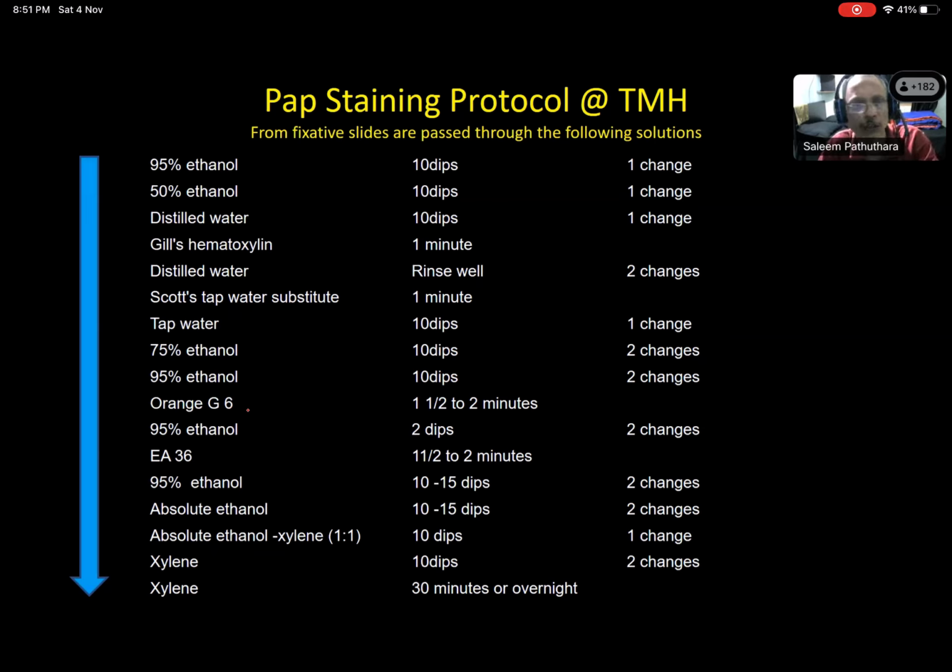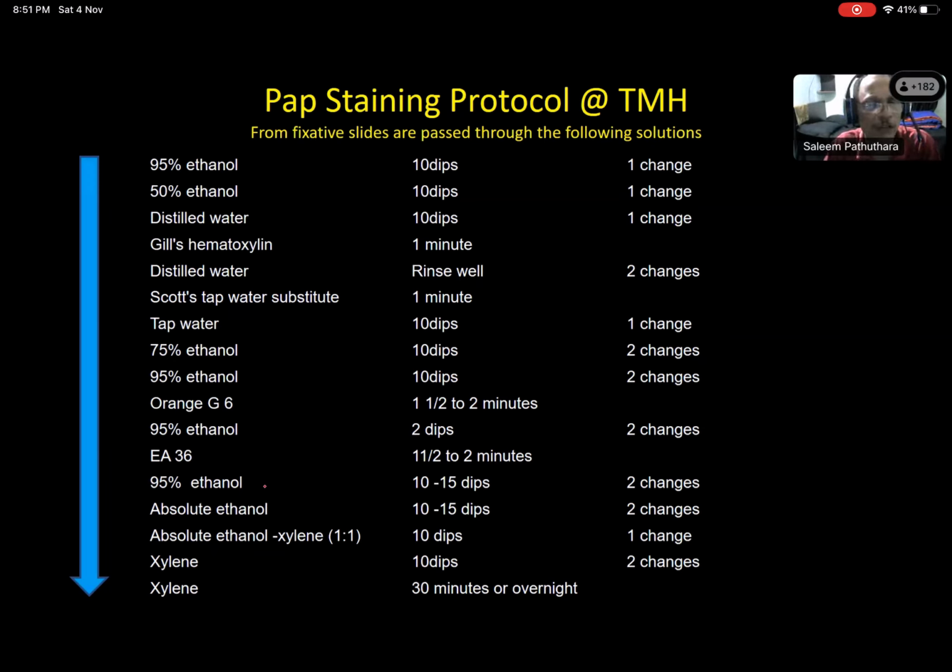Then we go to the first cytoplasmic stain, that is OG6. OG6 is prepared in a 95% ethanol base, and we keep the smears 1 to 1.5 minutes in OG6. The order of the cytoplasmic staining has to be first OG6 followed by EA36. If you do it the opposite way, it will not work. If you mix the OG6 with the EA36, it will also not work, because the method of stain attachment is in competition mode. So first we have to do OG6 followed by EA36.